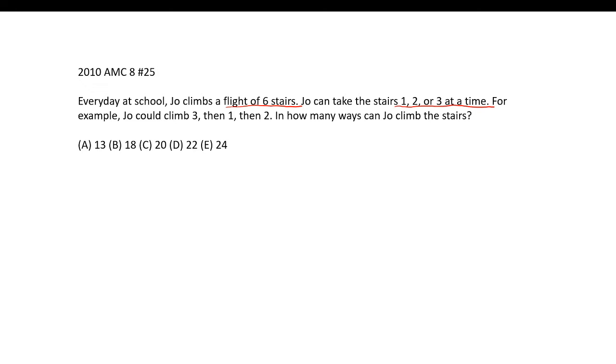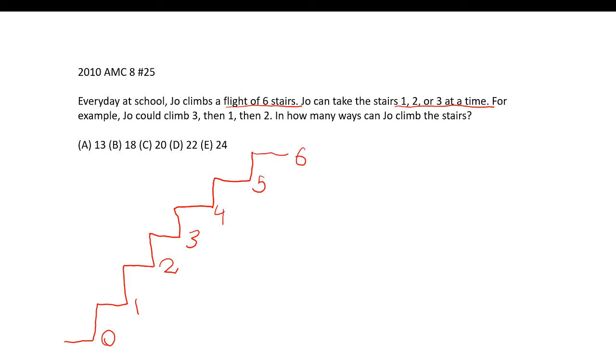So the best way to do this problem is first we're going to draw it out. So I'm going to draw out our stairs. We have a 0th step, 1st, 2nd, 3rd, 4th, 5th, and obviously our 6th step. How many ways can Joe climb the stairs? Well, we should do it for each individual step, but we should use a recursive approach. So let's start with our base case as 0 and 1.